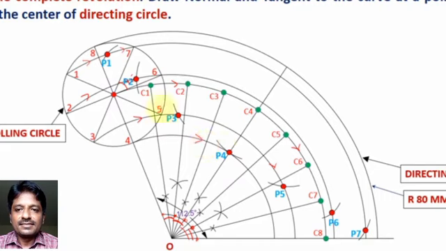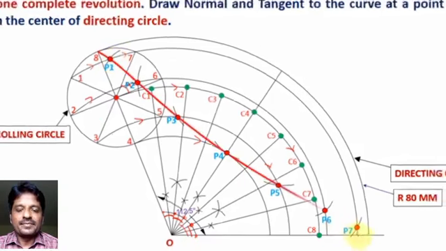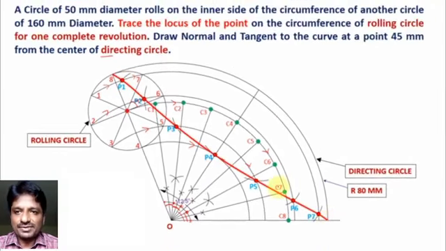They mark points that has hypocycloid. Now join all these points using freehand sketch, and you will be getting a complete trace of the hypocycloid.